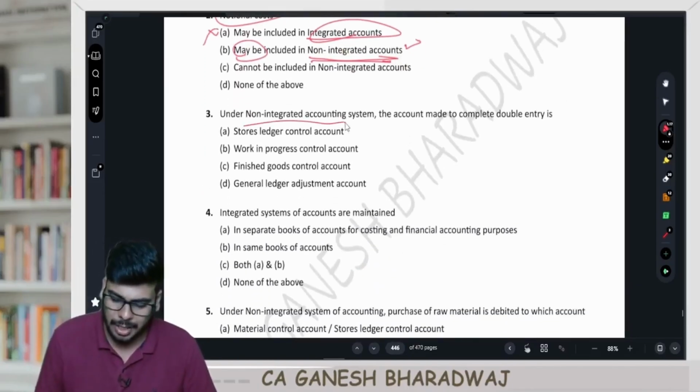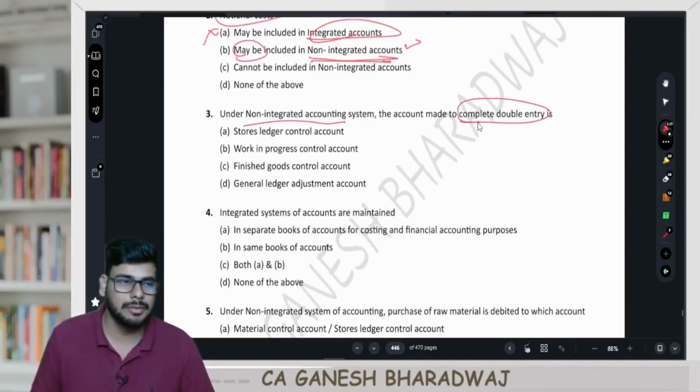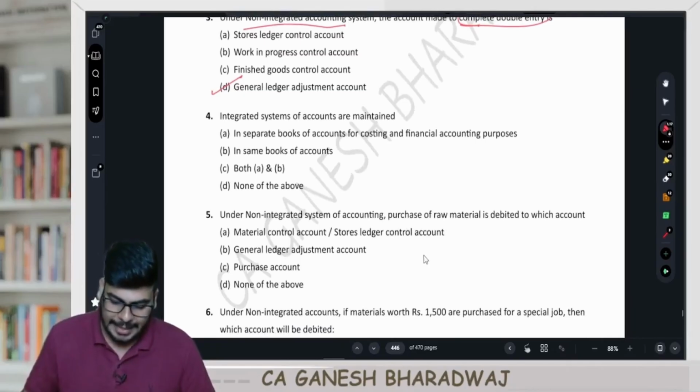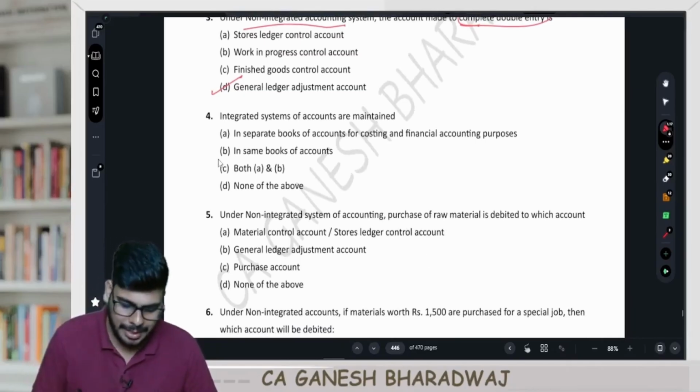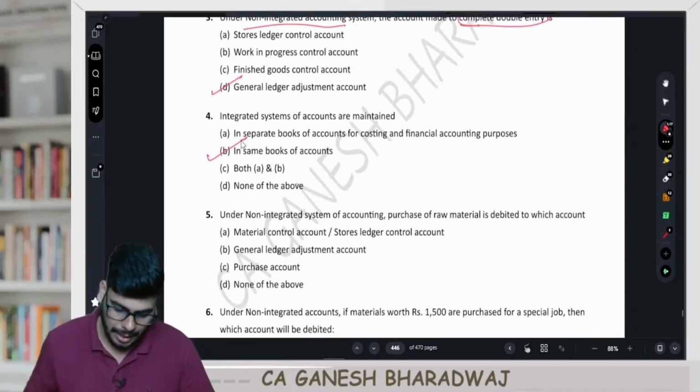Under the non-integrated accounting system, the account made to complete the double entry is what? What is a self-balancing ledger? GLA, also known as cost ledger control. So 3 is D. Correct, guys? Then, in the integrated system, are accounts maintained separately or the same? The same set of books of accounts. So 4 is B. Guys, clear with this?